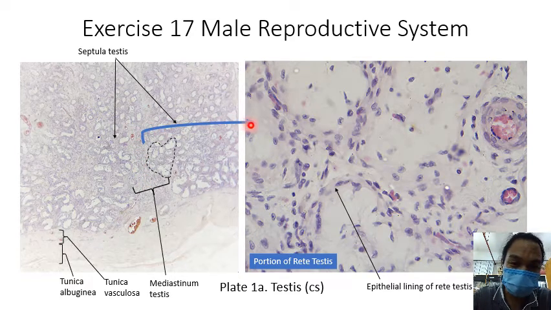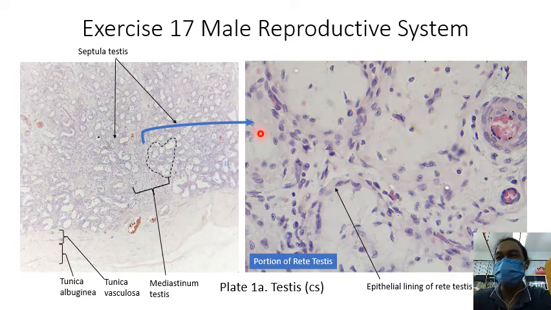But the one pointed by this arrow is the one here in the mediastinum testis. As I mentioned, this one holds the rete testis, and we can see the rete testis is actually connected to the seminiferous tubules. So we know that in the seminiferous tubules, the sperm are made. They are going to be transported. They pass through the rete testis and then into the efferent ductules and then into the epididymis.